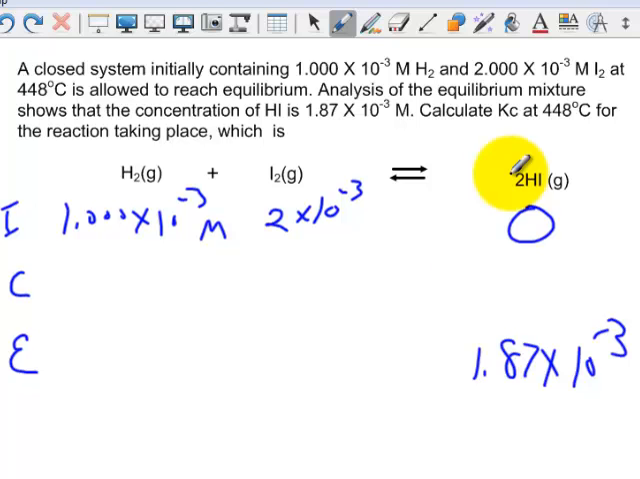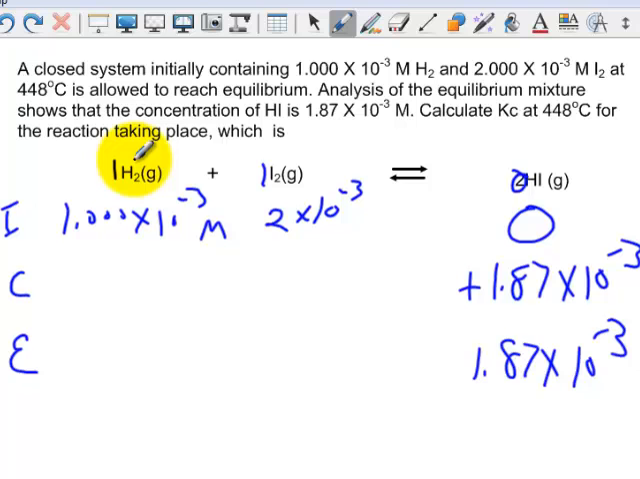Okay, so let's think about the change. What changed here? I formed this. Where did this 1.87 times 10 to the negative 3rd come from? Why, it came from H2 and I2, right? I added here, this is the change, I added 1.87 times 10 to the minus third. How much of this did I take away? Oh look, stoichiometry rearing its ugly head. There's a 2 there, a 1 there, and a 1 there.